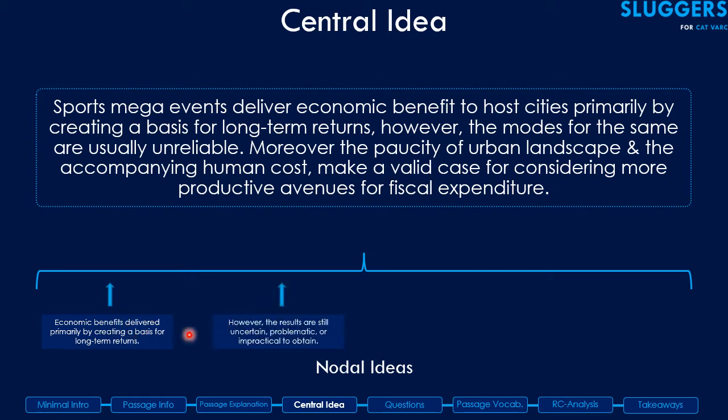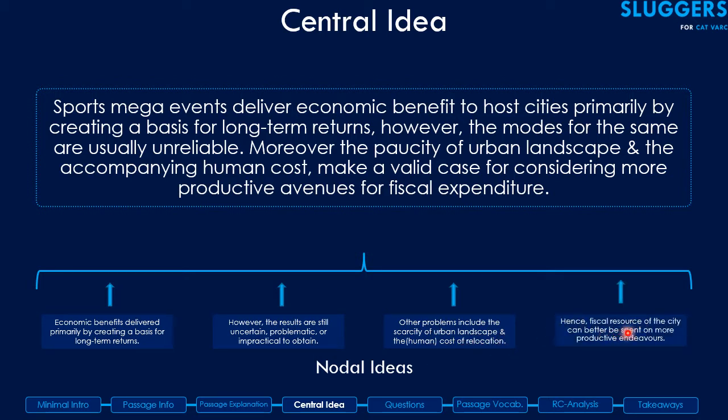Next nodal idea is, however, the results are still uncertain, problematic, or impractical to obtain, right? So let's read these together. Economic benefits are delivered primarily by creating a basis for long-term returns. However, the results are still uncertain, problematic, or impractical to obtain. Other problems include the scarcity of urban landscape and the human cost of relocation. Hence, fiscal resources of the city can better be spent on more productive endeavors. So you can see that the central idea here is nothing but an amalgamation of the four major nodal ideas of the passage, right? So we'll just read it one last time.